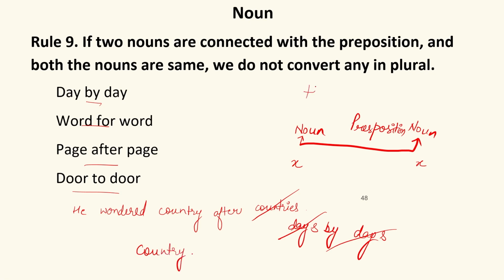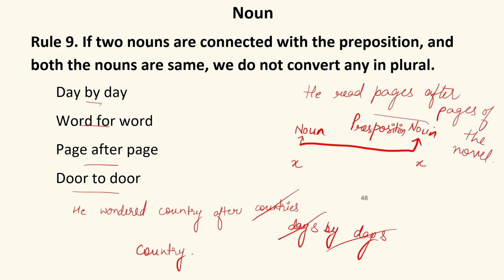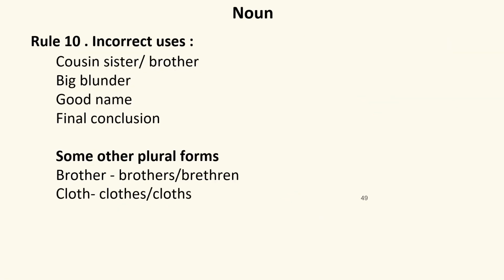If I say he read pages after pages of the novel, is this correct? No, it is not correct. It is incorrect. To rectify it, we should write page after page. So the correct sentence will be, he read page after page of the novel, not pages after pages. Now let's have some other rule of it.